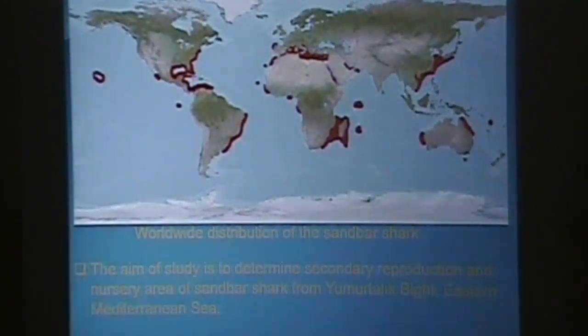It is distributed in the Eastern Atlantic, including the Mediterranean, and the Western Atlantic, Central Pacific, Indian Ocean, and Australia. The aim of the study is to determine the secondary reproduction and nursery area of the sandbar shark from Yumurtalık Bight, Eastern Mediterranean Sea.